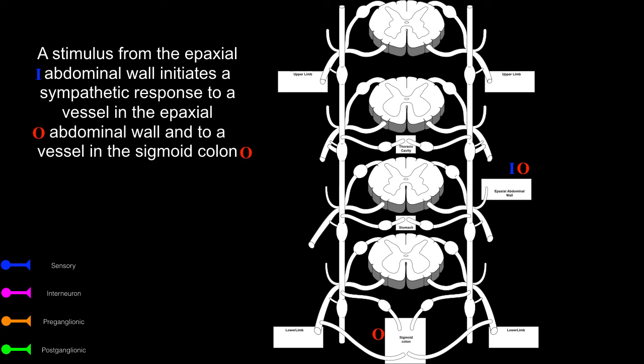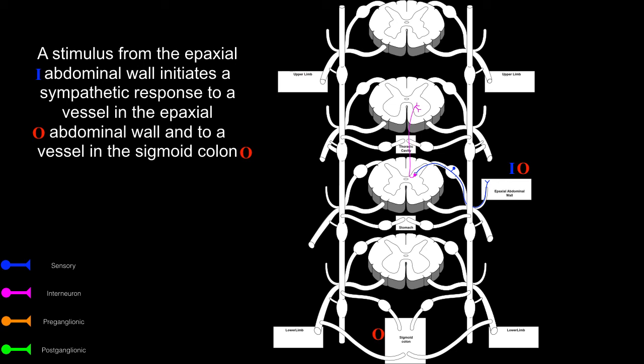So we're going to just do this trace here. Here's our stimulus from the epaxial wall. You can see I went through the dorsal ramus because I said epaxial. Dorsal ramus innervates epaxial. And then we go through the regular pathway, dorsal root with the cell body. And now I need to do 2 things here. So I'm going to take an interneuron up.